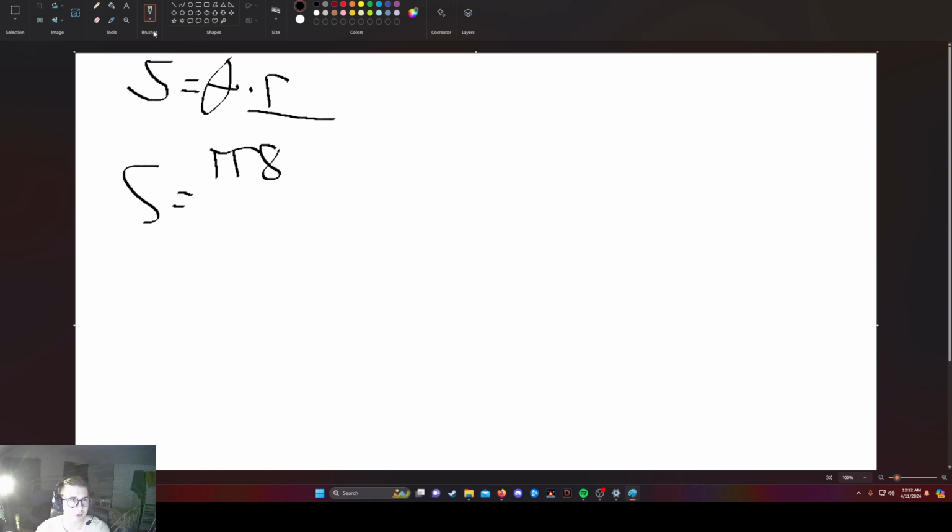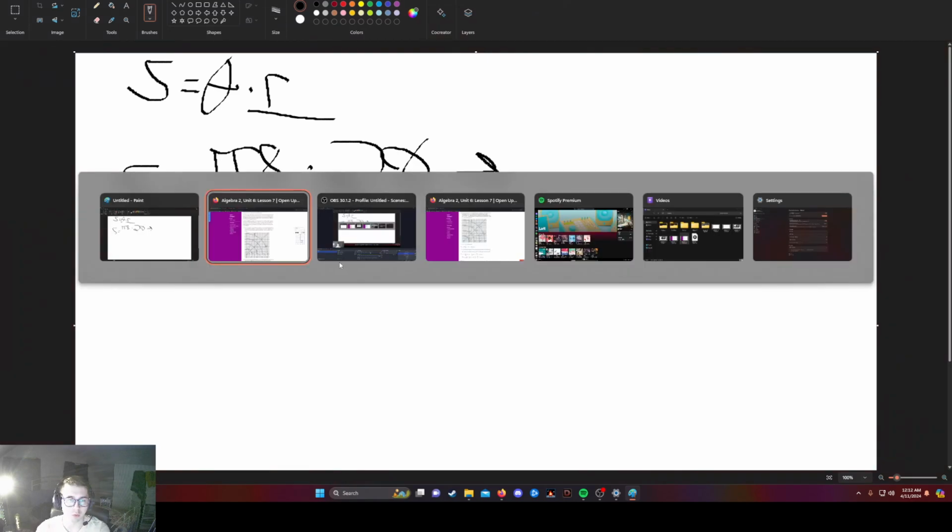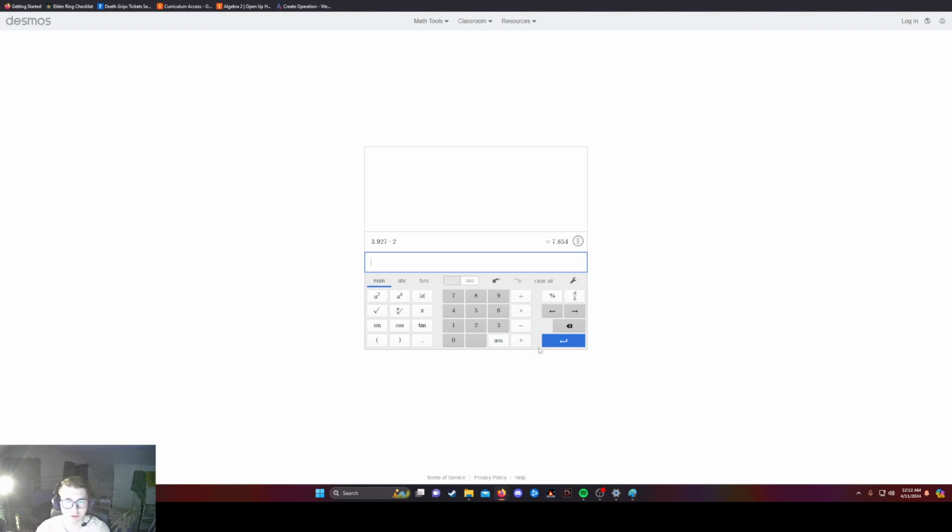Sorry, I don't know why I did that. Pi over 8 times my radius, which for the second circle is 20. So if you go into Desmos, which would be here, pi over 8 times 20 gives 7.839.